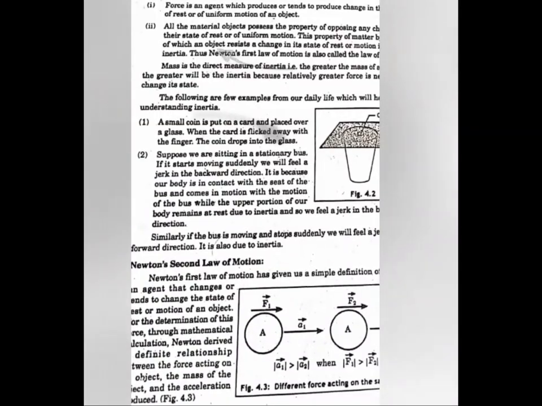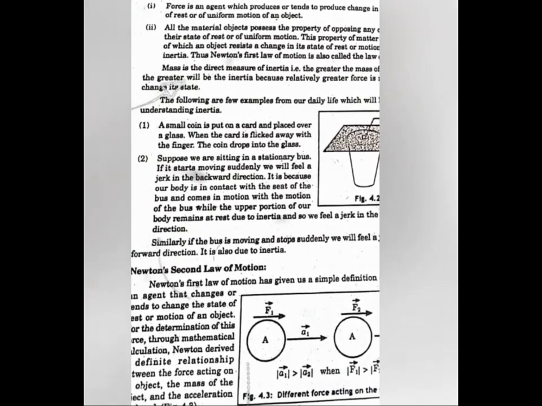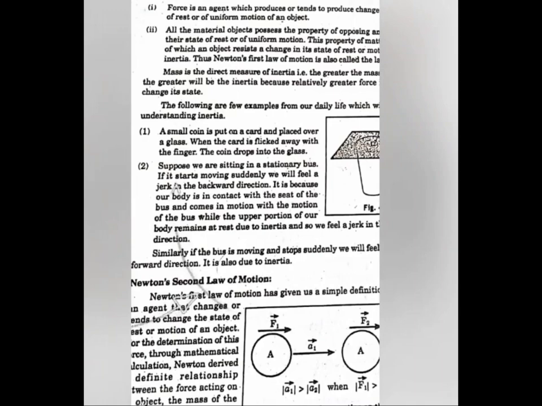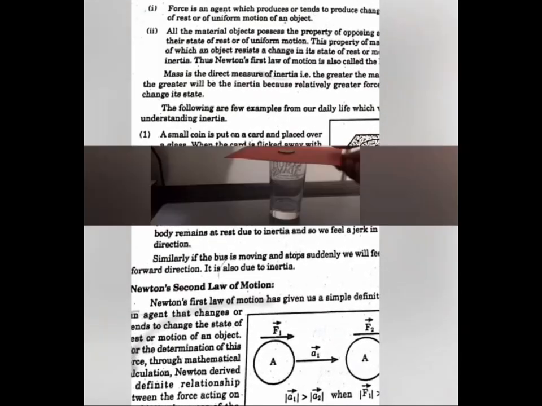This is another example of Newton's first law of motion: we put a coin on a cardboard. If we flip the cardboard, the coin will drop inside the glass. You will see that whenever the cardboard is taken out, the coin will drop inside the glass. So this is an example of the first law of motion.